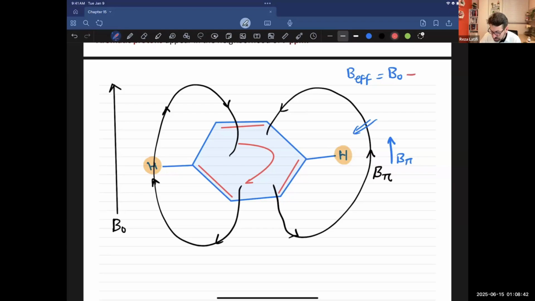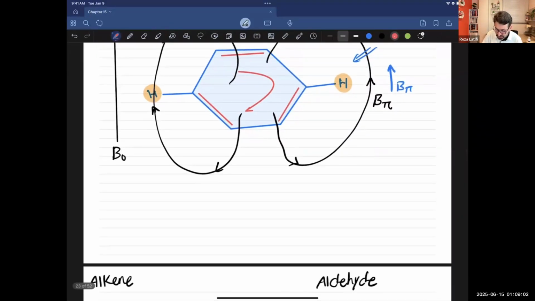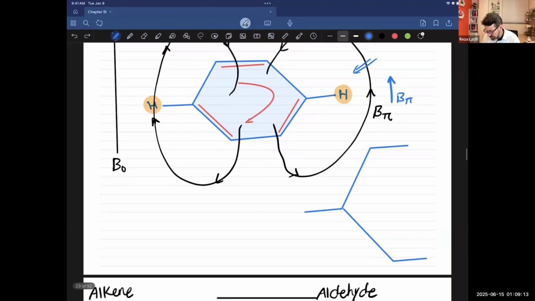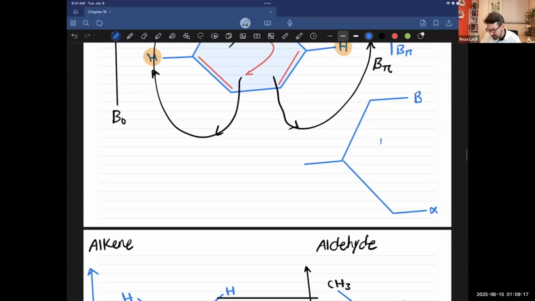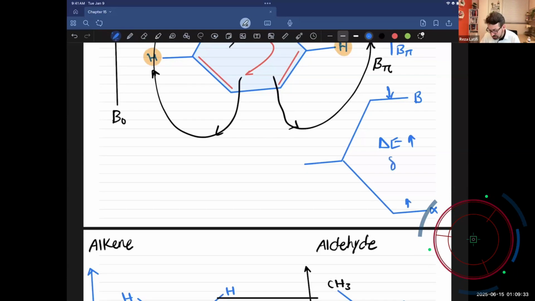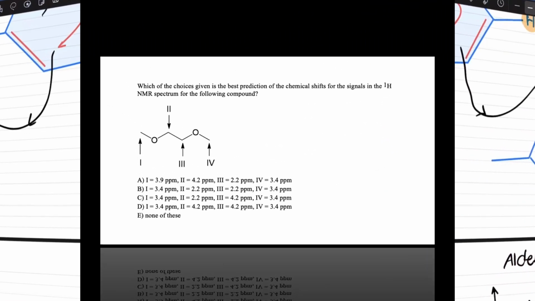So we are adding a new term, an extra amount, to the magnetic field of the machine. What's going to happen with the effective magnetic field? The effective magnetic field will go up. That means the gap between the two states will get bigger. If this one is the alpha and that one is the beta, delta E will go up. You need to apply a higher radio frequency to get resonance, and we're going to see this at a higher ppm number, or higher chemical shift.